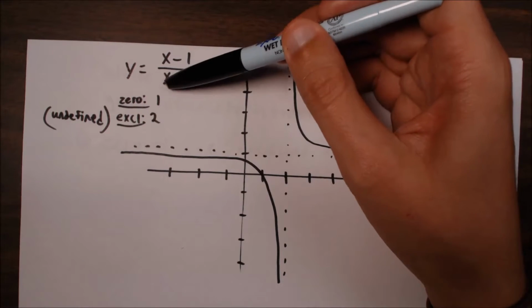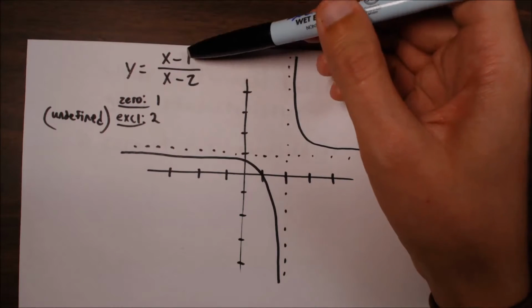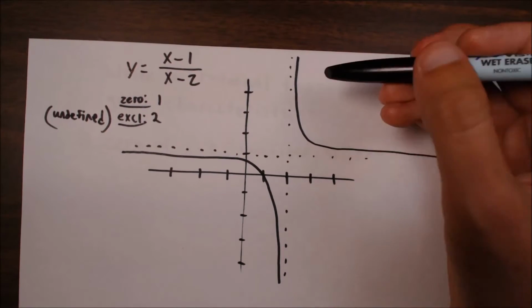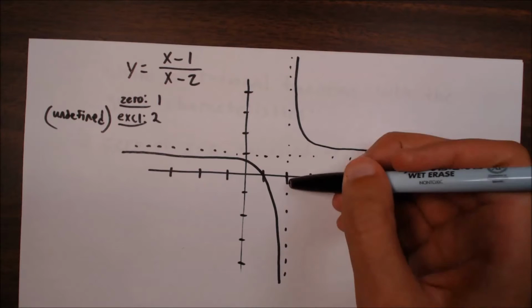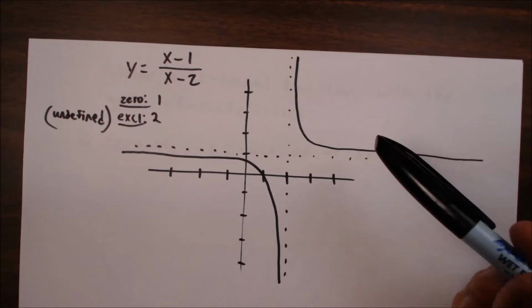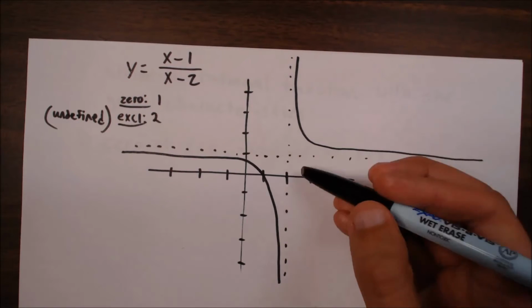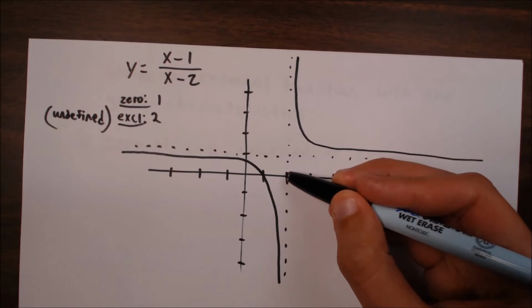Those are things that I can't plug in. I can't put a 2 here because I get a 0 in the denominator, and you can't divide by 0. Well, graphically, how that shows up is a vertical asymptote. Okay, this vertical line at 2, notice that the graph is approaching it from this side and approaching it from this side, but the graph will never actually exist at 2.